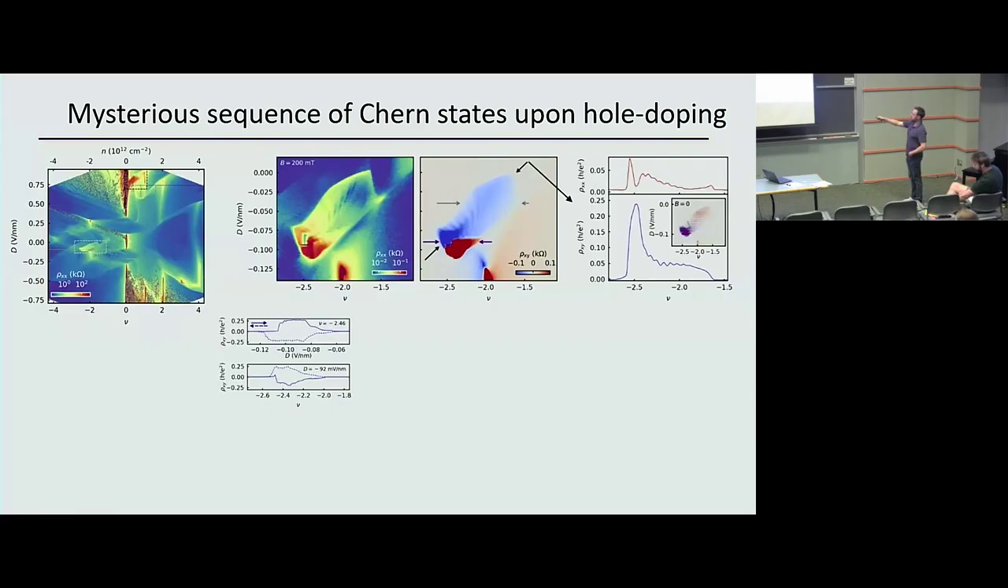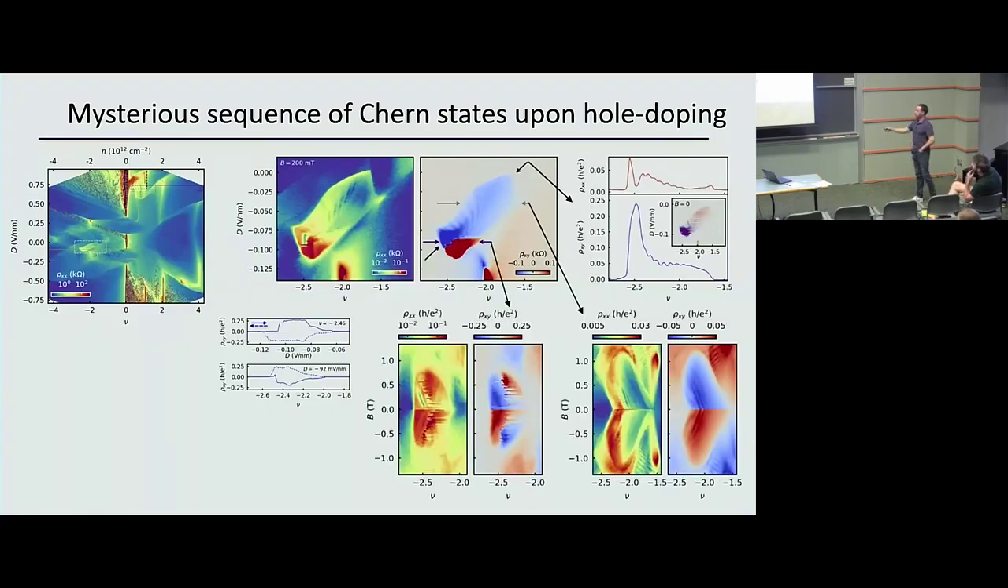The primary state here has a rho xy consistent with a Chern number of 4. But if we take a Landau fan across that state, a naive application of the Streda formula would give you a Chern number like 7. So there's somehow a mismatch, a breakdown of the Streda formula in this case.